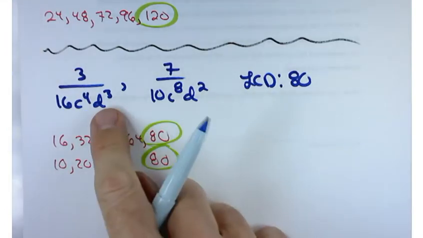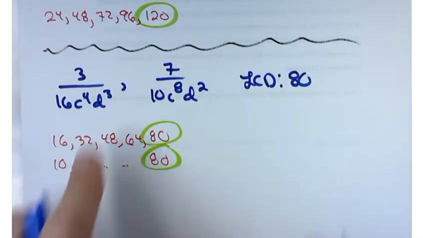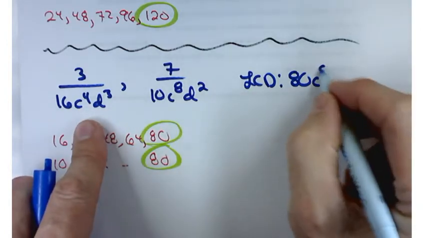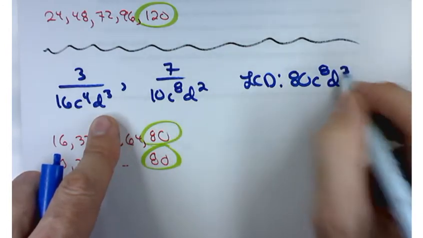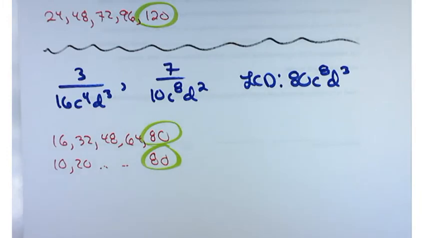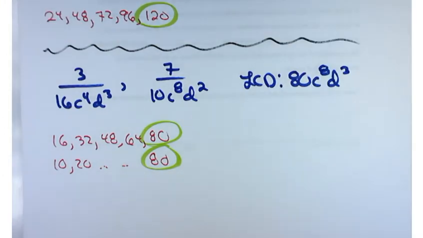How about the variables, though? What power? Courtney, how many C's should I have? 8. How many D's should I have? 3. Good. Keep in mind, it's the highest power of each. All right, are we looking okay on those first two here? All right.